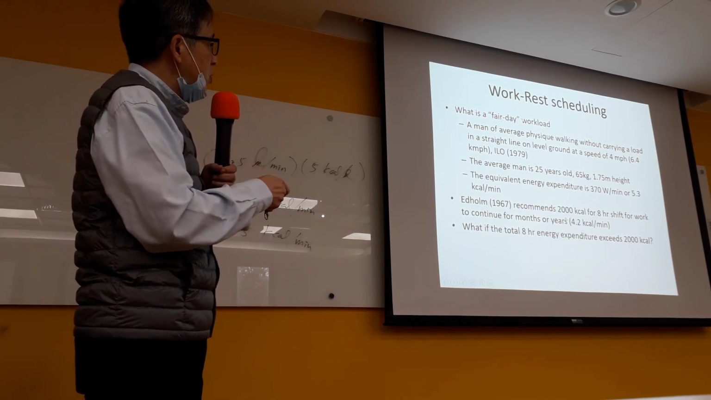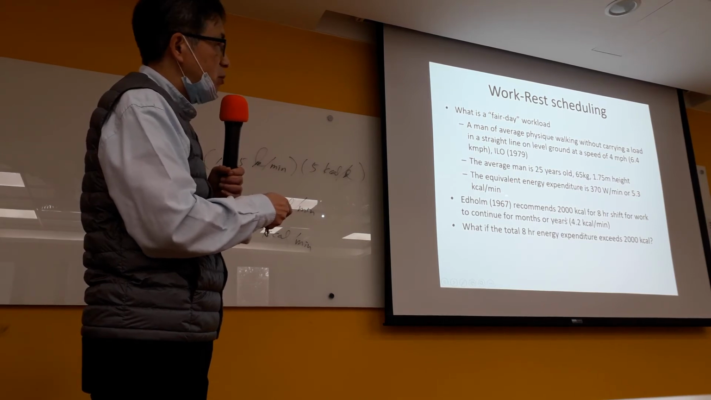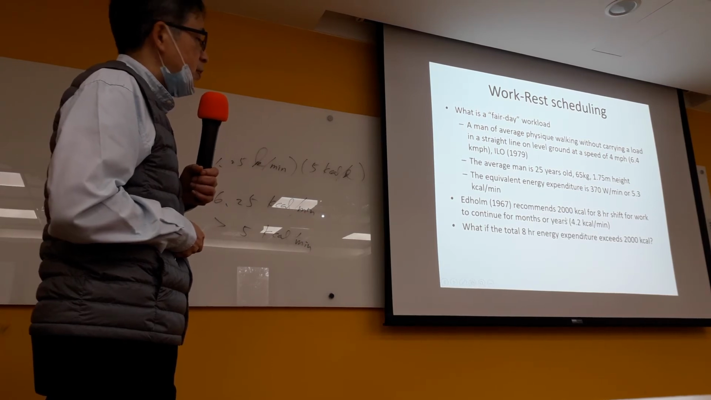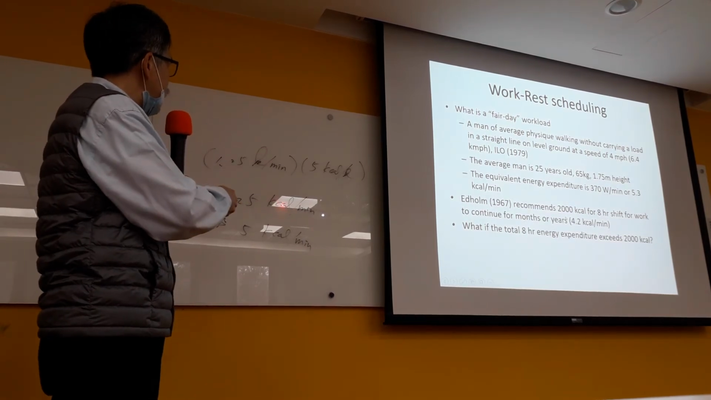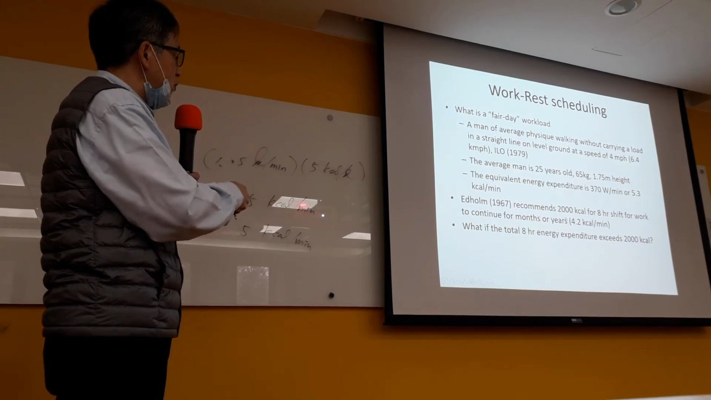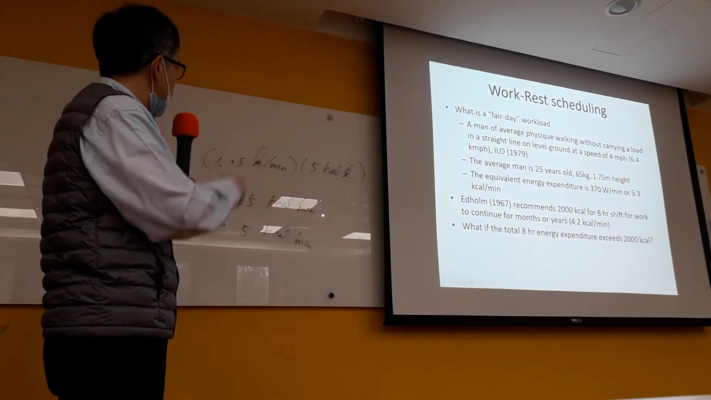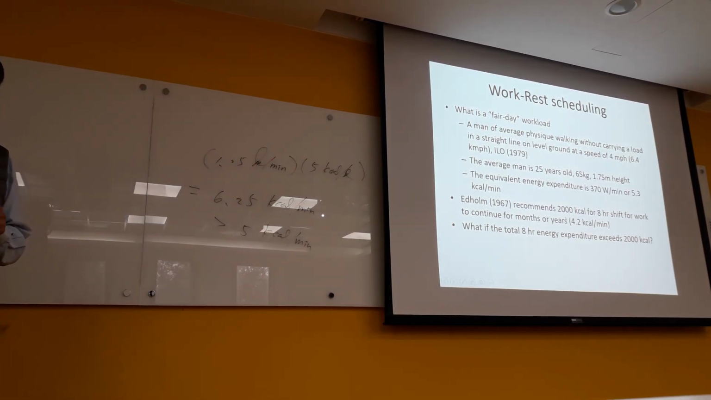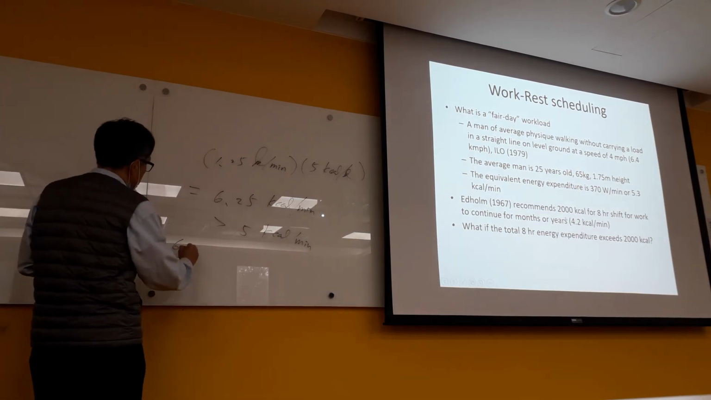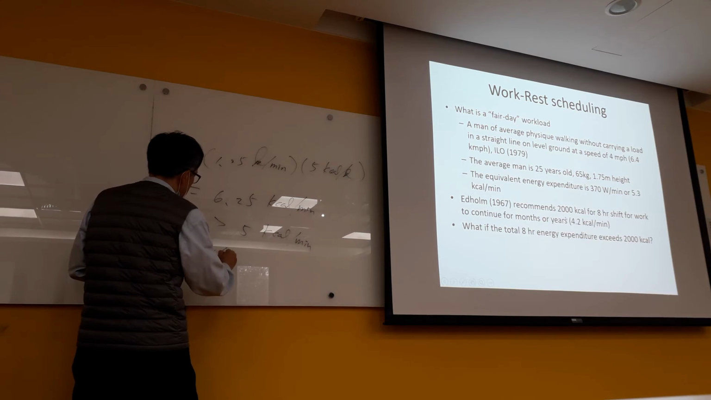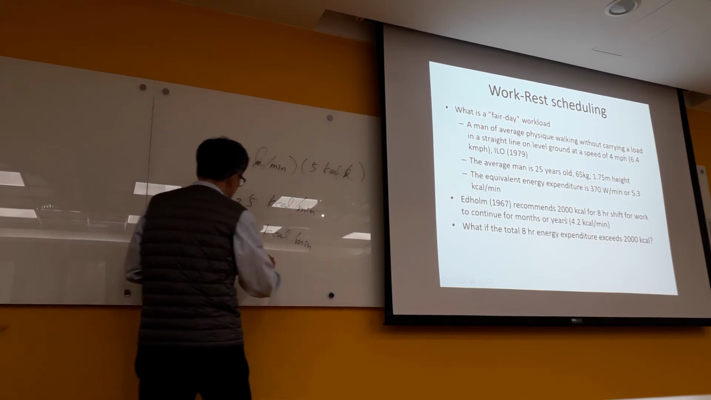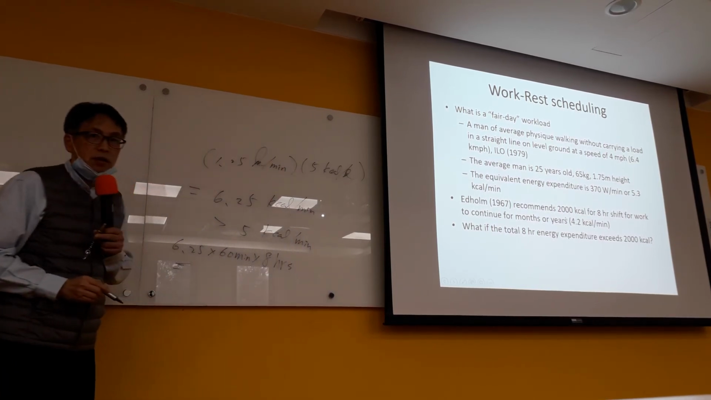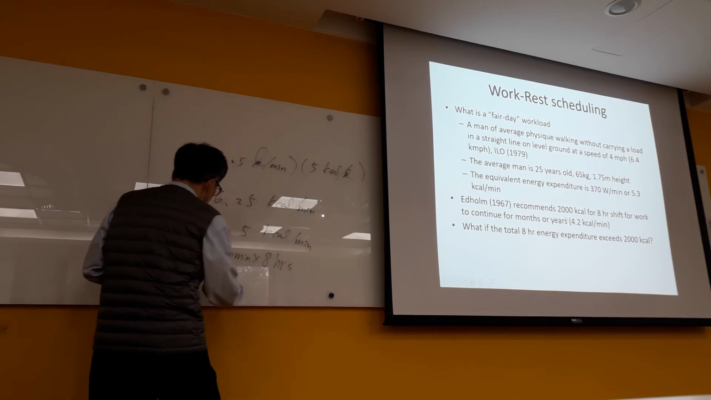So what is the fair day workload? About below 5 kilocalories per minute. See, if you calculate this is per minute, right? What will be the total for 8 hours? 6.25 times 60 minutes times 8 hours. What will be the total? Huh? 3,000. Whoa.